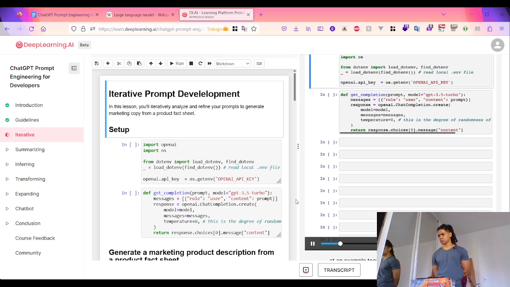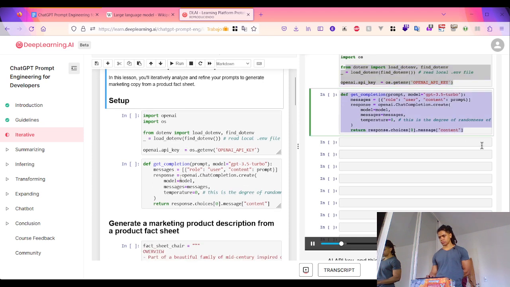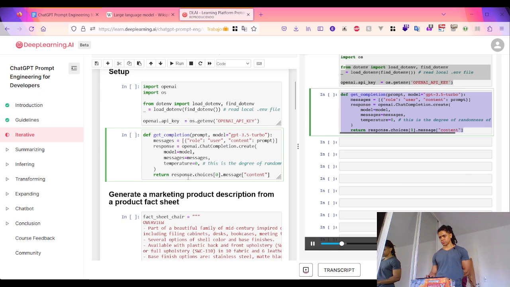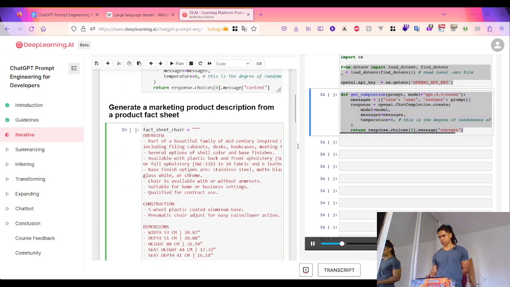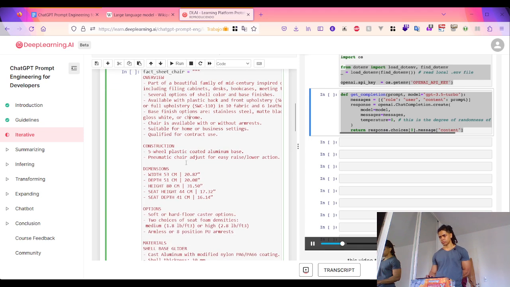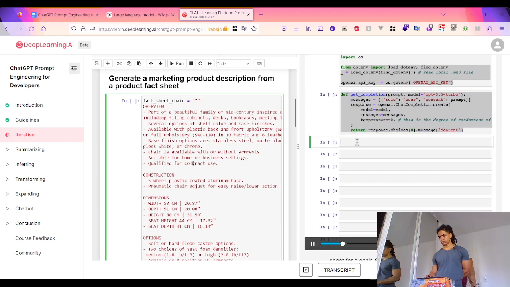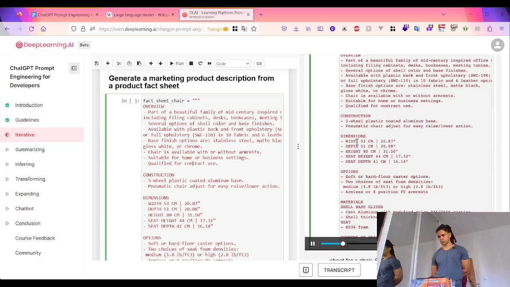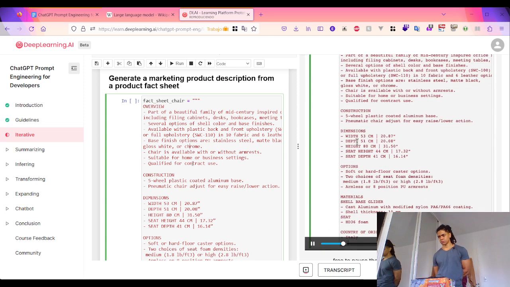So let's look at an example together in code. I have here the starter code that you saw in the previous videos. Have import OpenAI, import OS. Here we get the OpenAI API key, and this is the same helper function that you saw last time. And I'm going to use as the running example in this video the task of summarizing a fact sheet for a chair. So let me just paste that in here. And feel free to pause the video and read this more carefully in the notebook.